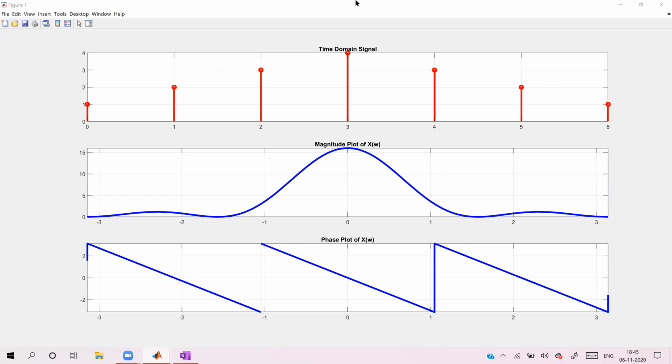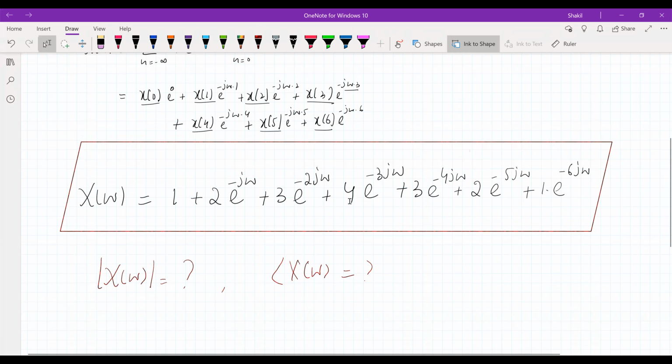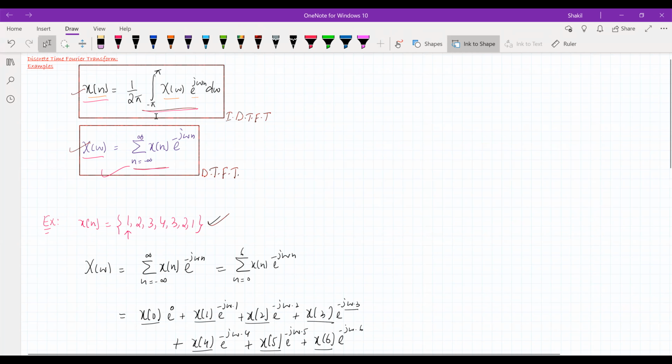Alright, now let me go back. Now have a look at this. Please pay attention to this. You can see that we take discrete time sinusoids from minus pi to pi. This is very, very interesting.